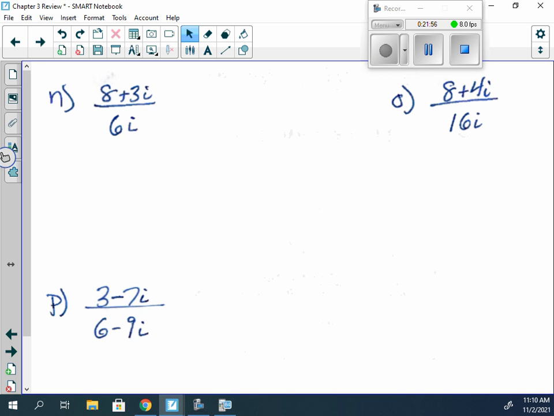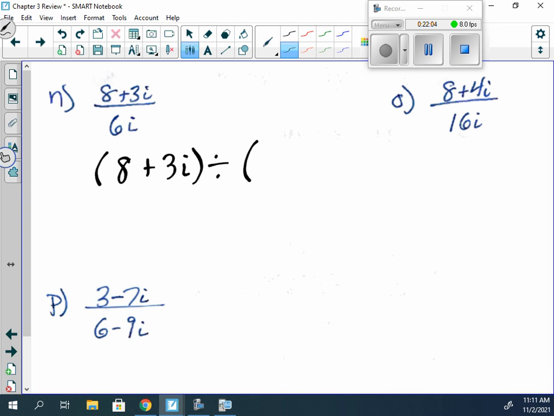So like I was saying with letter N, when we type it in, you'll want to type it in as 8 plus 3i divided by 6i. Go on and put the parentheses around the denominator. It'll help you get the correct answer. If you leave them off, you will get the correct numbers but wrong signs. It will end up flipping the signs. Any other questions on these here?